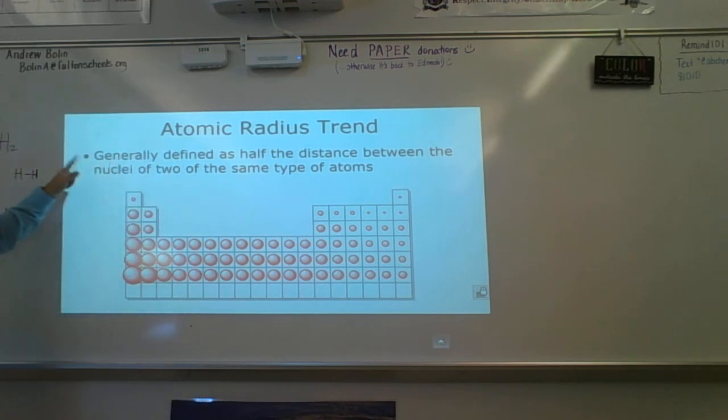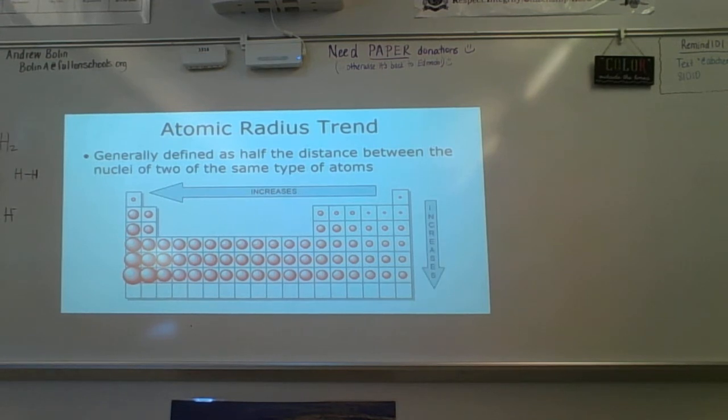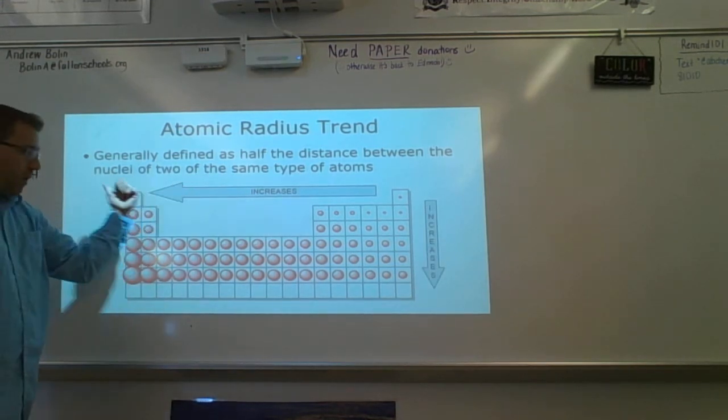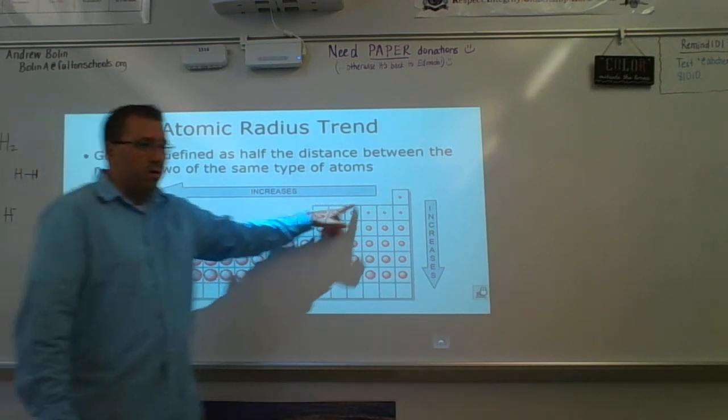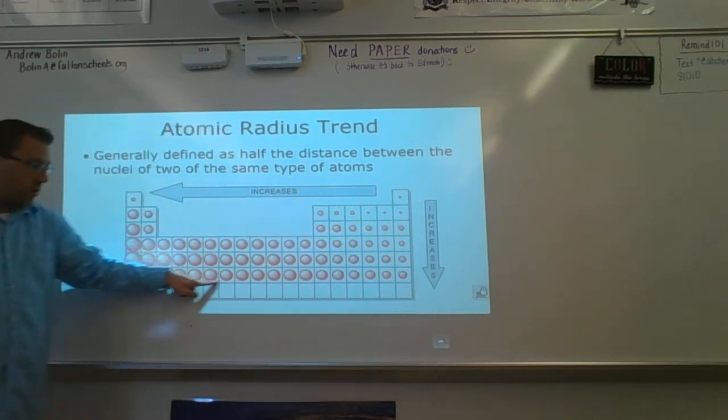So this is generally defined as half of the distance between the nuclei of two of the same types of atoms. So you're finding half of the distance between two of the same types of atoms. That's just the atomic radius trend. And those increase as you go this way and then down. So you'll notice over here the smallest, and it gets largest over here.